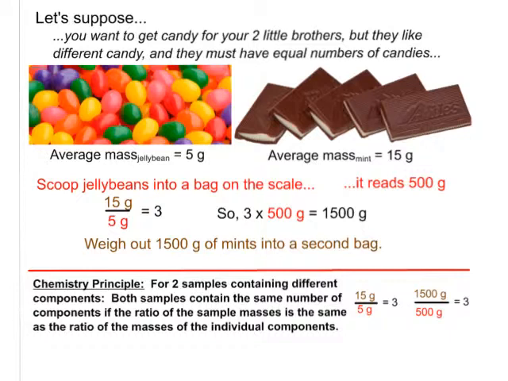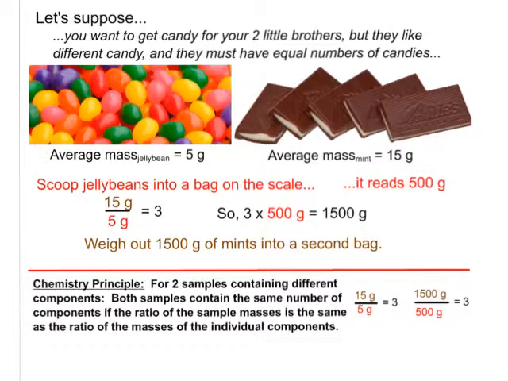So let's look at the ratios of those. We have 15 grams to 5 grams, 15 grams representing the average mass of the mint, 5 grams representing the average mass of the jelly bean. That ratio is 3. So 3 times 500 grams, which is the mass on the scale of our jelly beans, is going to give us 1,500 grams, and that is what we'd need to weigh out for our mints into a second bag. 1,500 grams of the mints would then give us an equal number of mints as the number of jelly beans. So I hope you've just discovered a really important chemistry principle here.